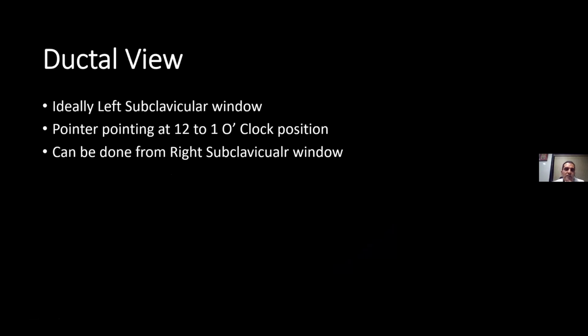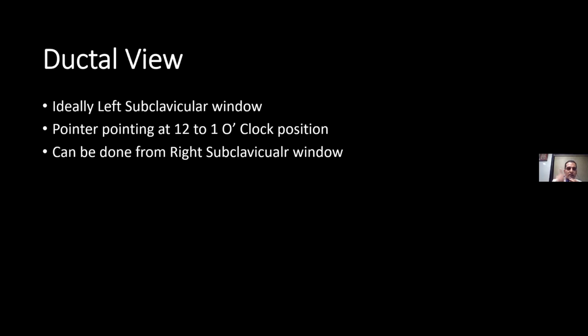Okay, so we will start with the ductal view. Normally, the ductal view is left subclavicular view. Where to keep the pointer I will talk. But in newborns, the chest is so small and so straight that even from the right subclavicular, if you sweep your probe from here towards the left side like this, you will get ascending aorta, arch of aorta, and descending aorta in one view.